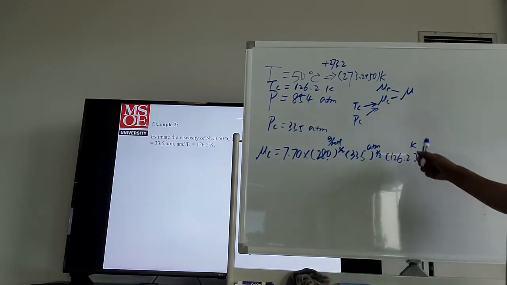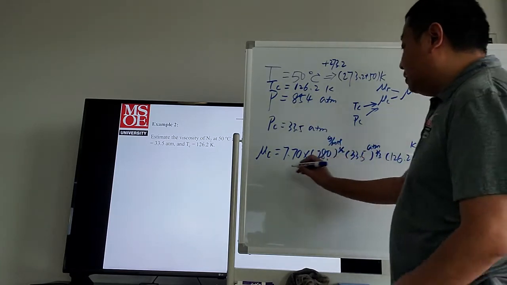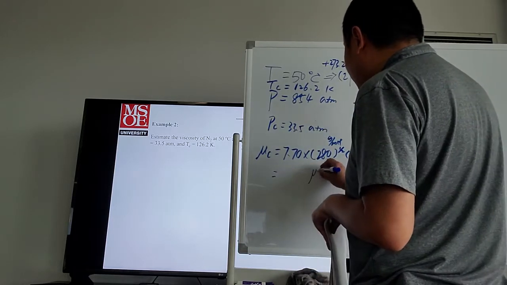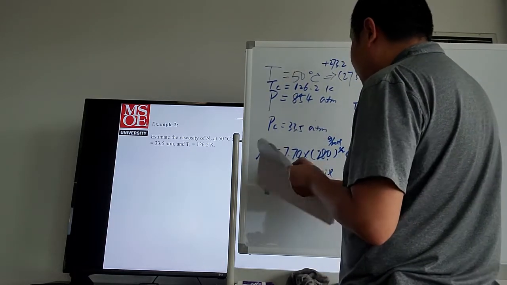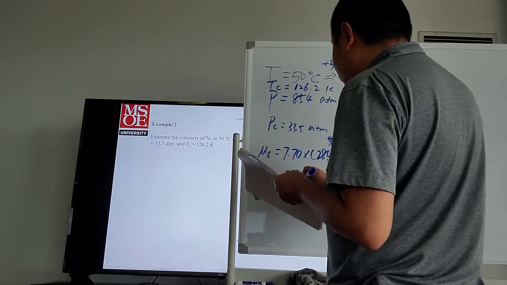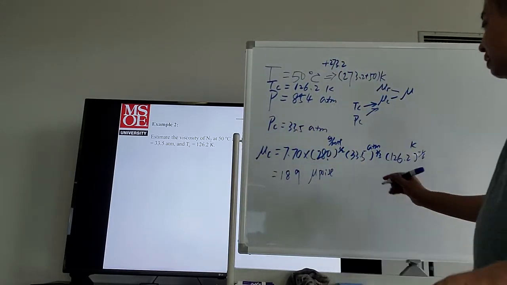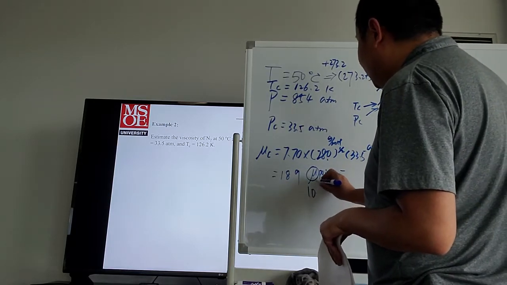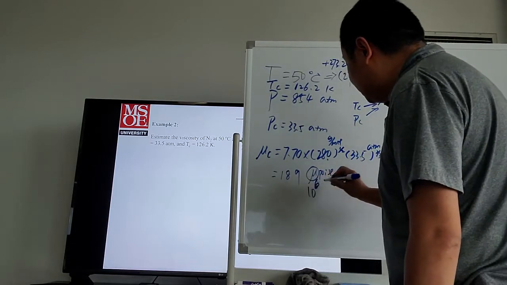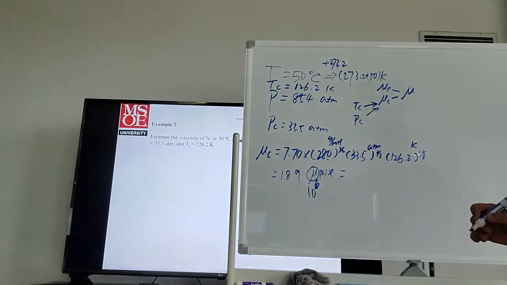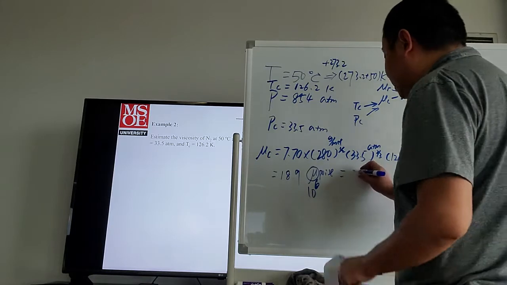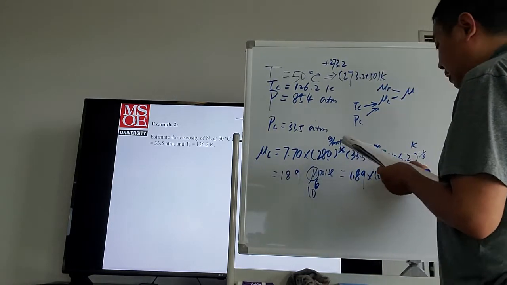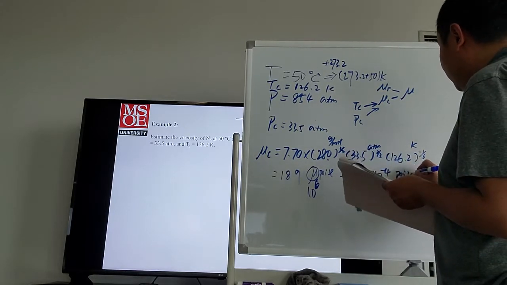If you use these units, you are going to get micropoise. So the answer is 189 micropoise. If we change it to poise, from micro we are talking about 10 to the negative 6 power, right? With the conversion factor, it is 1.89 multiplied by 10 to the negative first poise.